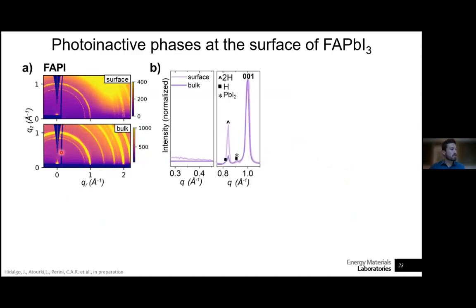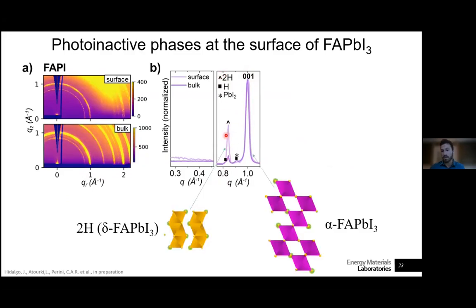We can look at integrated patterns. So we just take a circular integration of the GIWAXS and plot it in a similar fashion to XRD. As an example, what we see is that in these patterns, we have 001 diffraction, which is characteristic of the cubic phase of formamidinium lead triiodide. But we also have a secondary peak at smaller Q values, which is associated with hexagonal phases forming, especially at the surface of this layer.